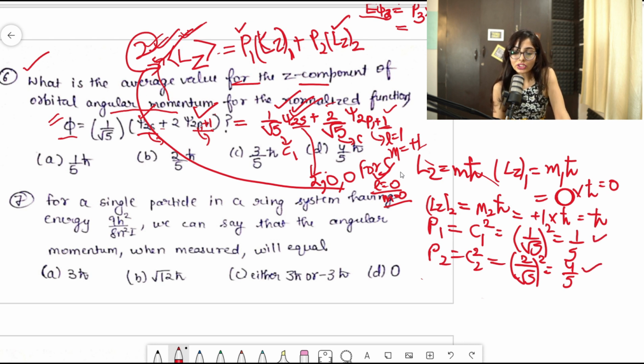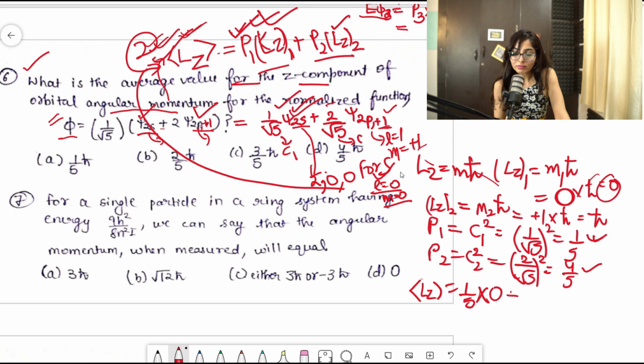So the only thing which I need to do now is find the average value of LZ, which is, the formula is this, P1 LZ1 plus P2 LZ2. So let's find first P1, which is 1 by 5. So I will write 1 by 5 into LZ1. What is LZ1? LZ1 is 0. So I will write 0.